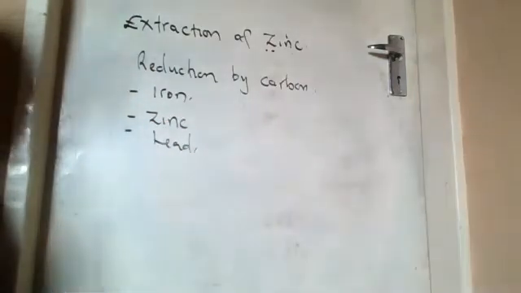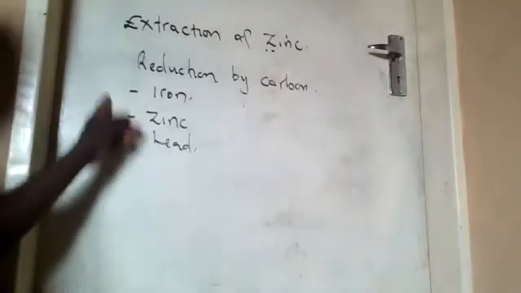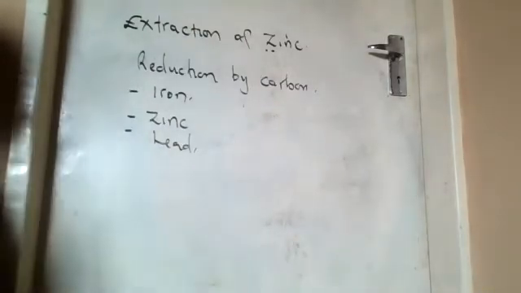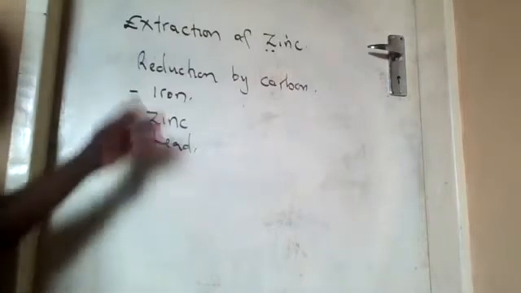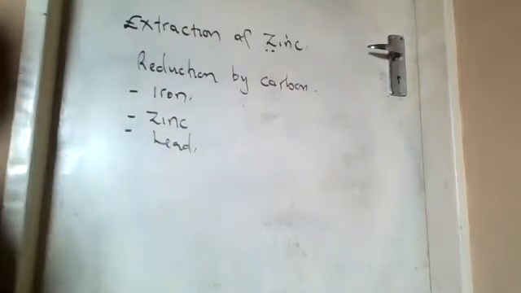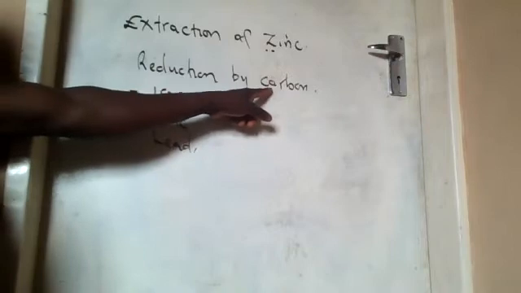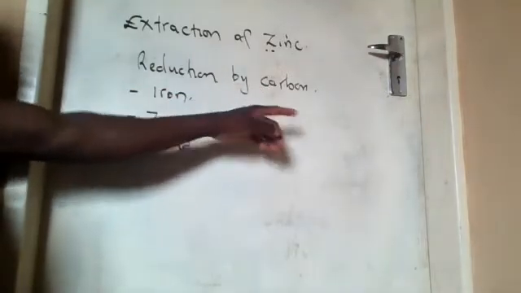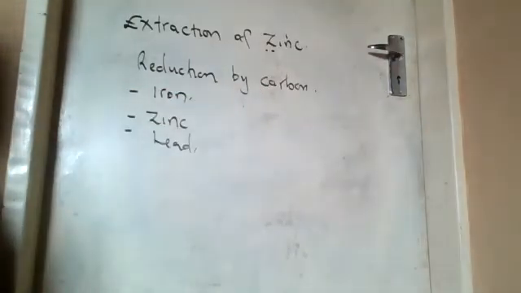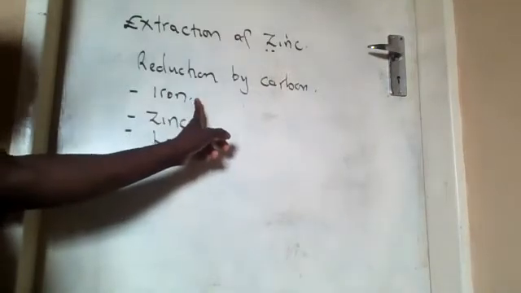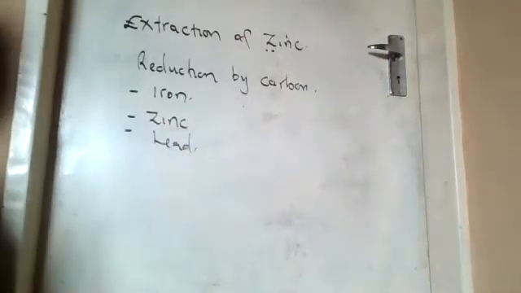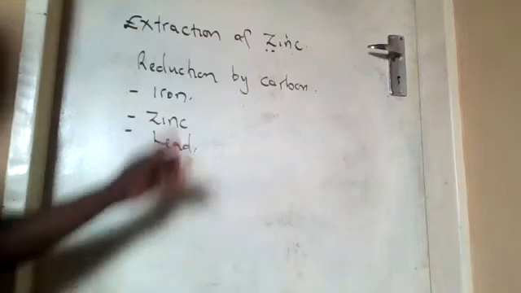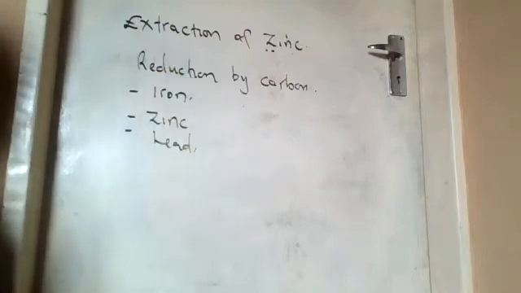So many times they ask questions to say which of these. They'll give you a certain number of elements. Then they ask which of the elements can be extracted by reduction using carbon. So any of these three can be extracted using carbon. So look at the extraction of iron. And now today we're going to look at how we can extract zinc using the method of reduction by carbon.